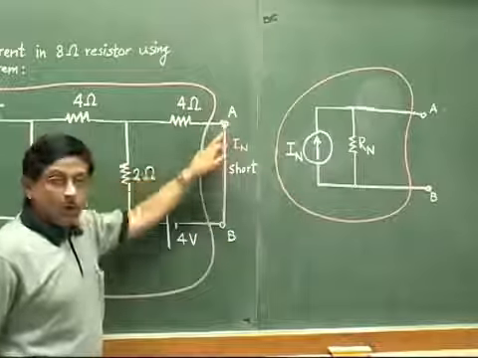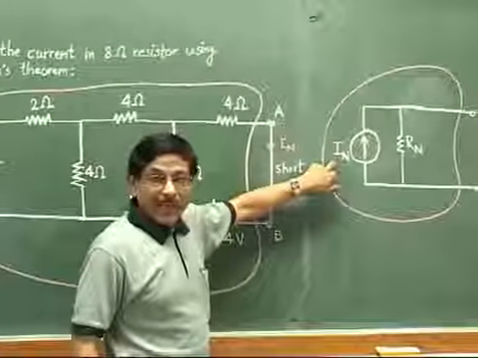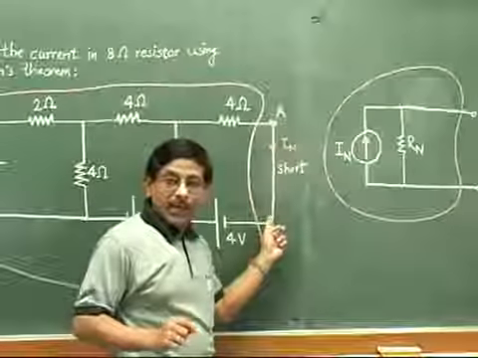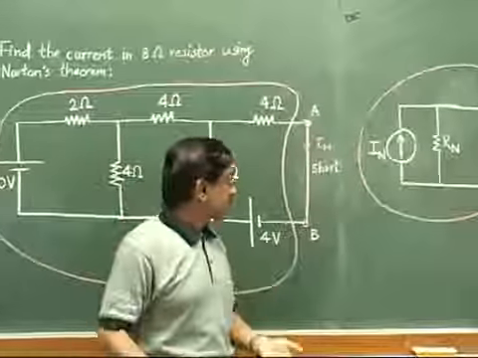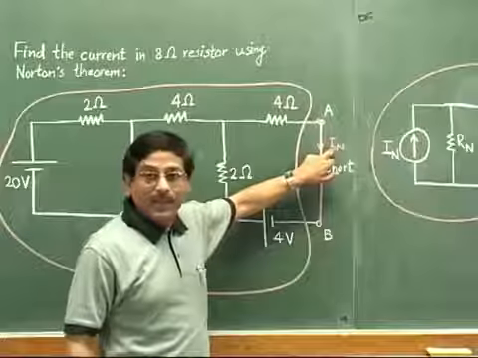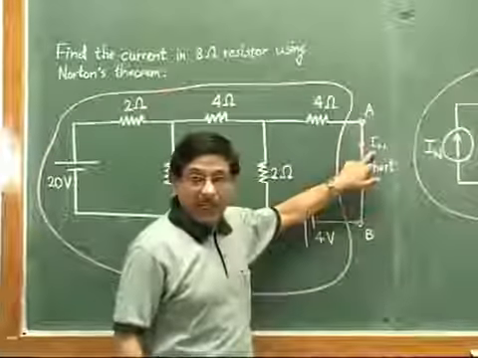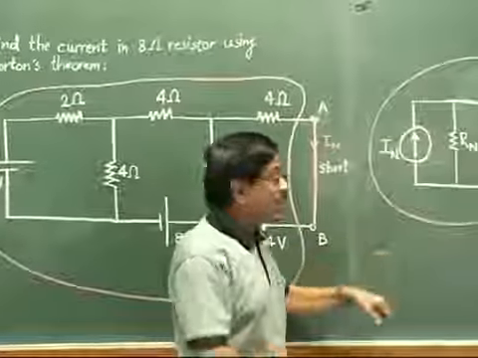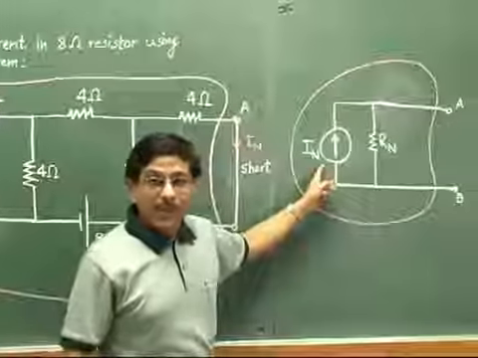We will be getting the open terminals A and B, and later on for the calculation of IN, temporarily we will be shorting the two terminals A and B, and then we will be doing some calculations, adopting some procedures so that we can determine this current flowing through this shorted link. And once we calculate that value, we call that value as IN, and in this equivalent circuit we will show that IN value as our current source, equivalent current source.